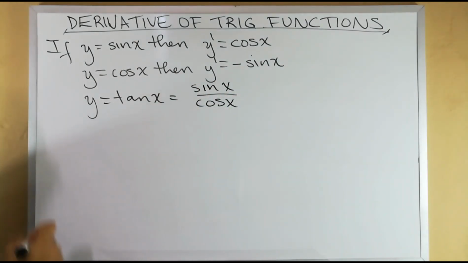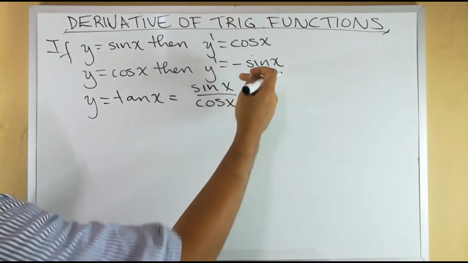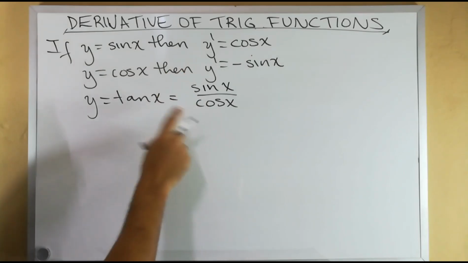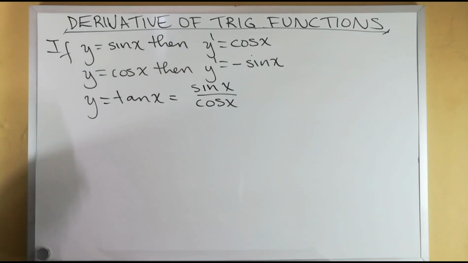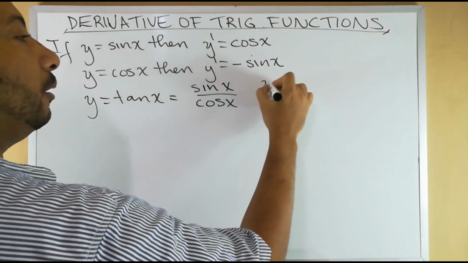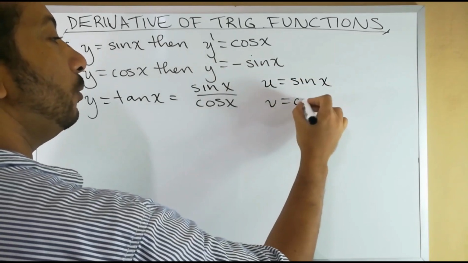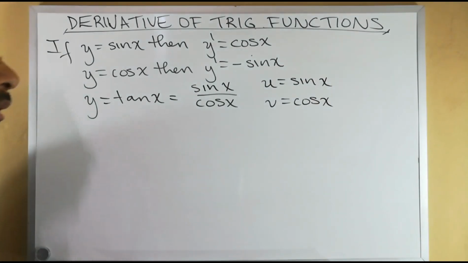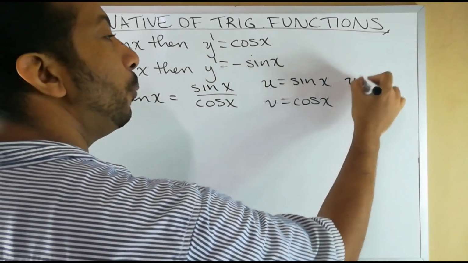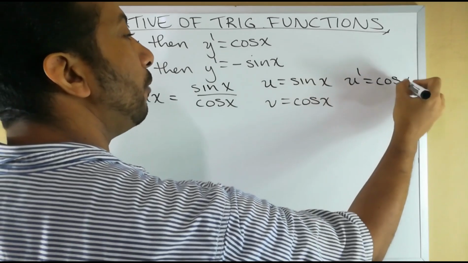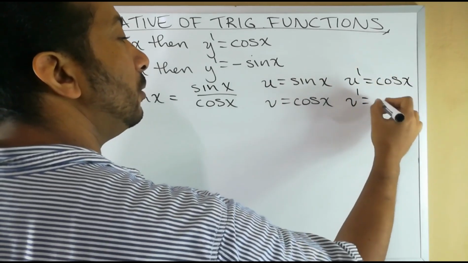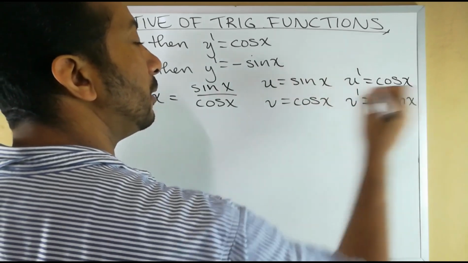So we can now find the derivative of the tangent function using the quotient rule, because we have one function being divided by another function, both of which we now know the derivative of. So we identify our u and our v. We have here that u is equal to sine x and v is equal to cosine x. Therefore, u prime is equal to cosine of x and v prime is equal to negative sine of x.